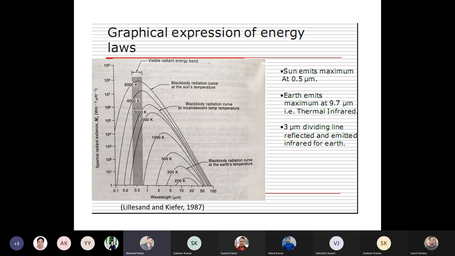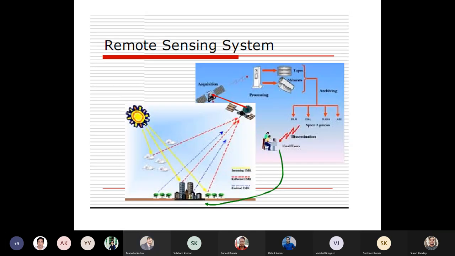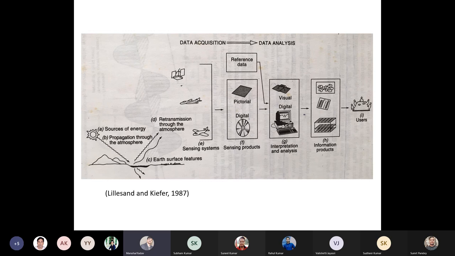So if we select our sensor in the red band, the sensor senses only the reflected component. When we talk about the reflected component, it means the path length we consider is from source to target, then back to the sensor. For better clarity, I am moving back to slide number 4 right now.